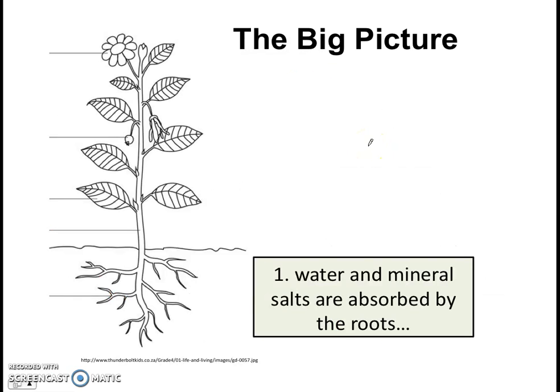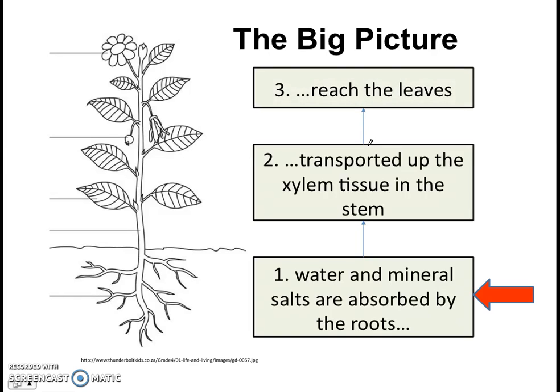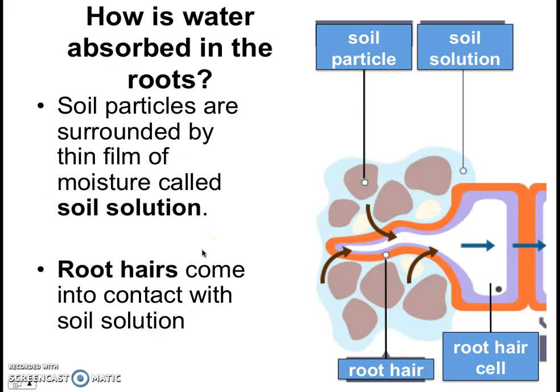Okay, so as I mentioned, we'll be looking at the big picture, starting with the absorption of water and mineral salts in the roots. So let's dive deeper into that now. So how is water absorbed in the roots? Well, before we go there, we need to look a bit closer at the root hair cell. So here is my root hair cell. And you can see that it comes into contact with the soil.